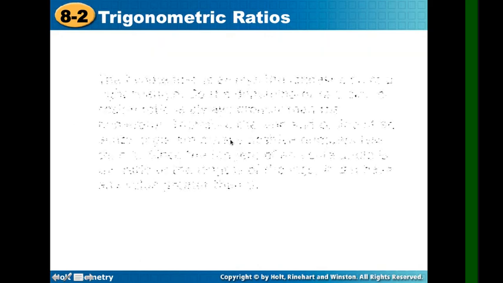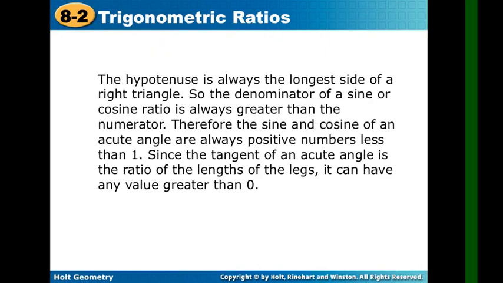So, hindi siya pwede. Okay, the hypotenuse is always the longest side of a right triangle. Laging longest side ang hypotenuse. But the addition of the two legs is longer than the hypotenuse. Remember that. So, the denominator of a sine or cosine ratio is always greater than the numerator. Therefore, the sine and cosine of an acute angle are always positive numbers less than 1. Since the tangent of an acute angle is the ratio of the lengths of the two legs, it can have any value greater than 0.